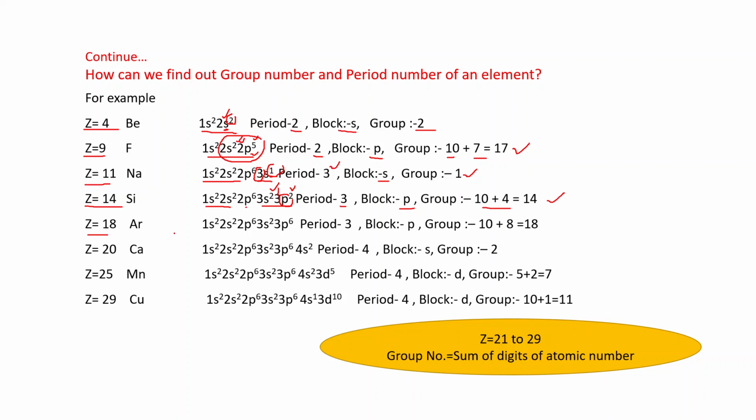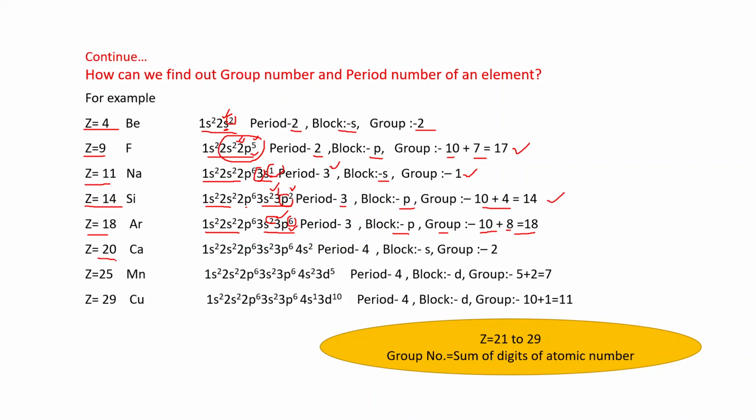Z is equal to 18: 1s2, 2s2, 2p6, 3s2, 3p6. The period is 3. The block is p, because the last electron enters the p subshell. And for the group, this is 10 plus 8. How 8? This is 2 plus 6, 8. That's why this is 18.